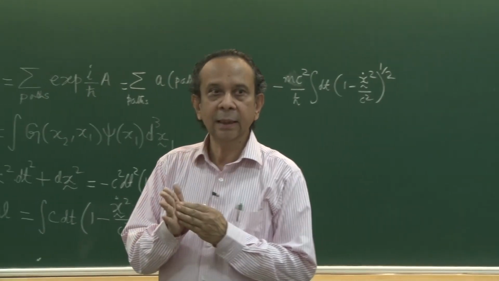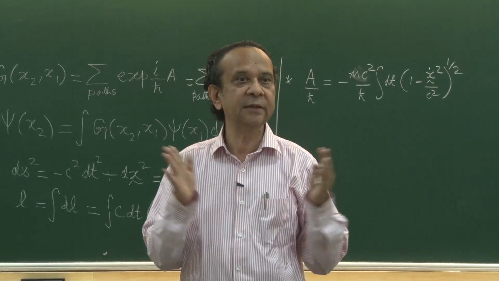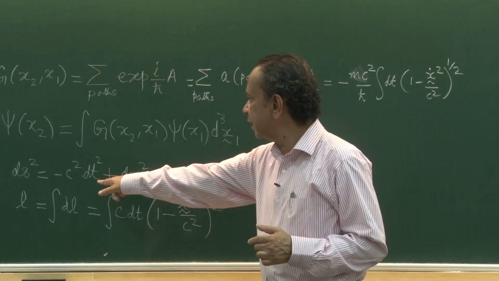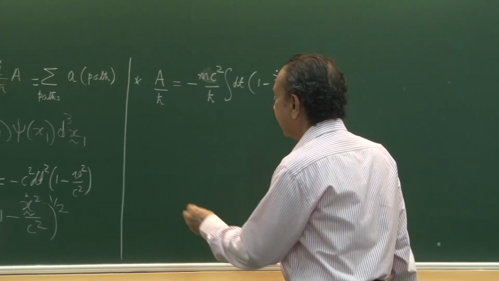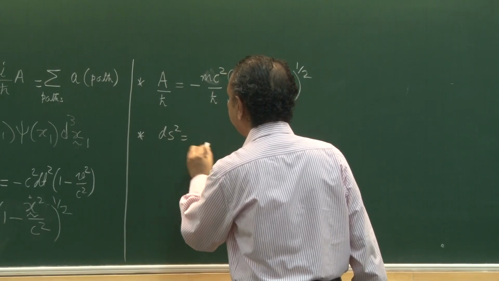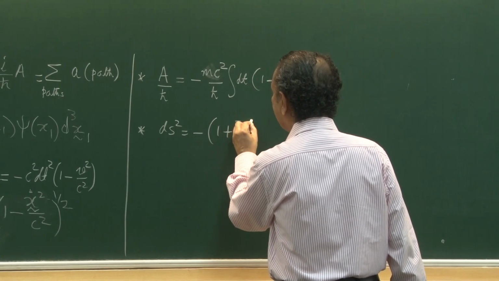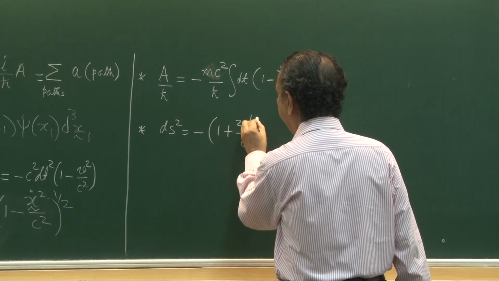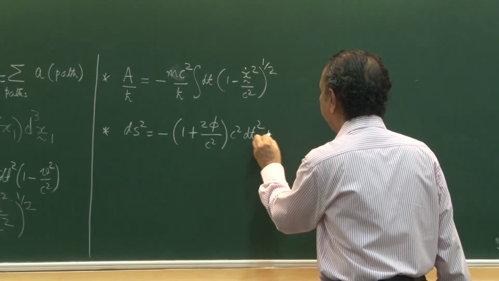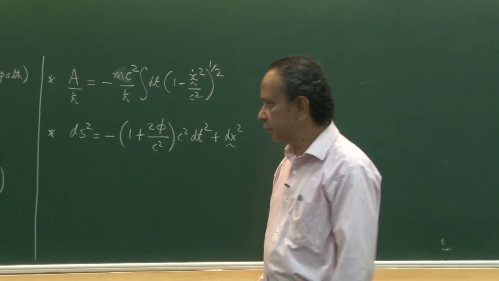The reason is that if there is a weak gravitational field, there is again a definition for a length in this spacetime. Here we wrote the length in the spacetime by minus c square dt square plus dx square. It turns out, I am going to prove it in a minute, but let me just first write down the answer. The answer is (1 plus twice the gravitational potential upon c square) times c square dt square plus dx square. This is the length in the presence of a gravitational field.